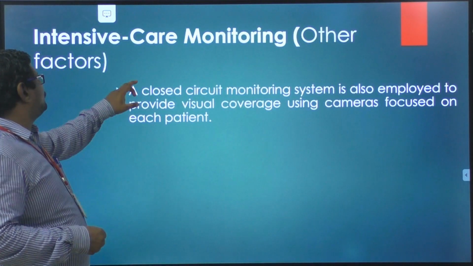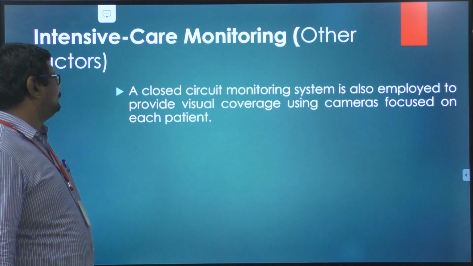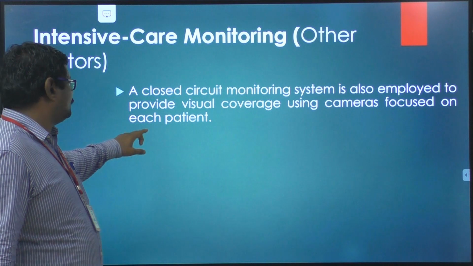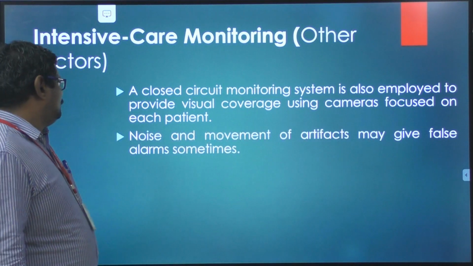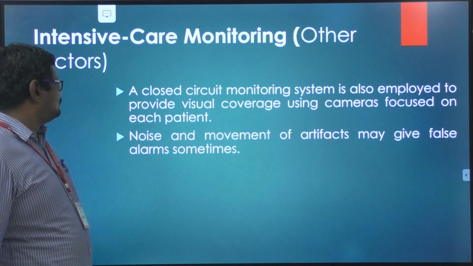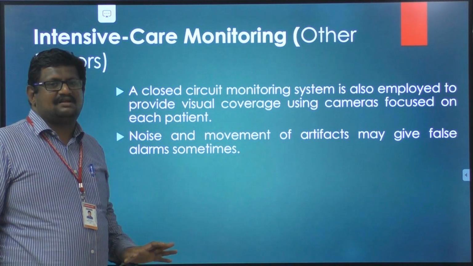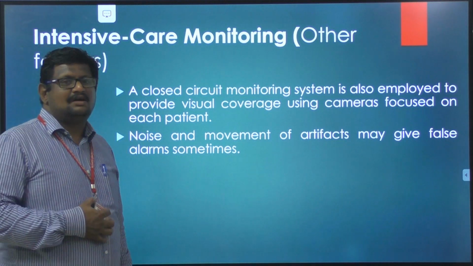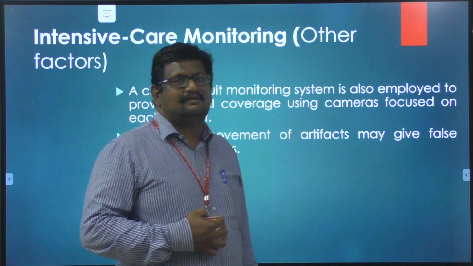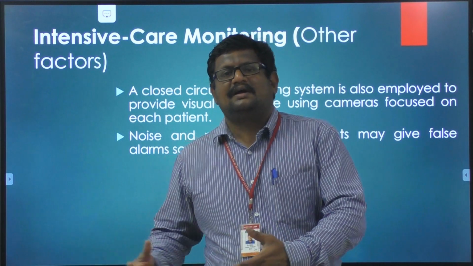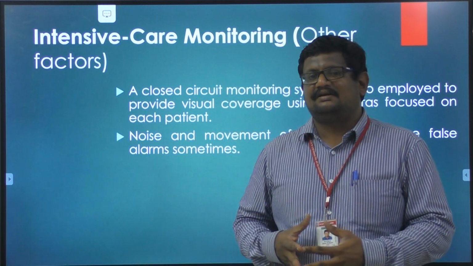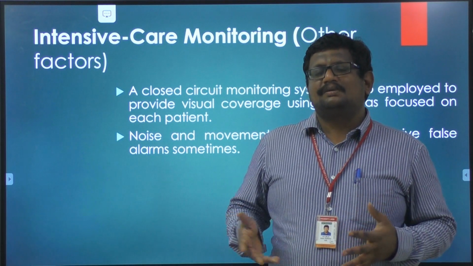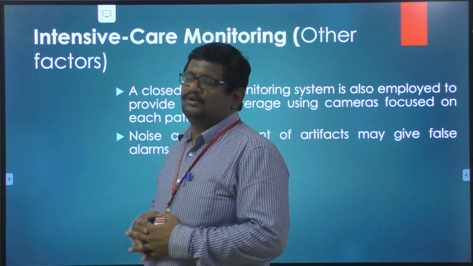What are the other factors that are influencing the intensive care monitoring system? Noise and movement artifacts may give false alarms sometimes. So what are the other things we need to bother about? Sometimes noise and artifacts may give unwanted false alarms. So false alarming is a major problem. If the physician keeps on running and attempting and failing, finding that the patient is not having any problem but a false alarm was given, that also becomes a crucial factor. It should not be very frequent.